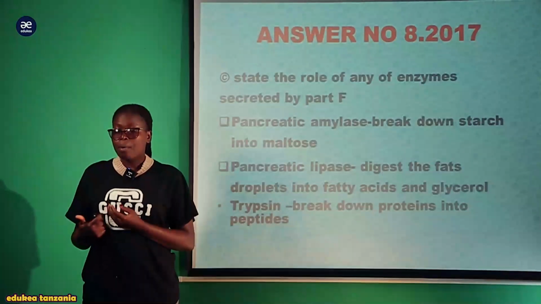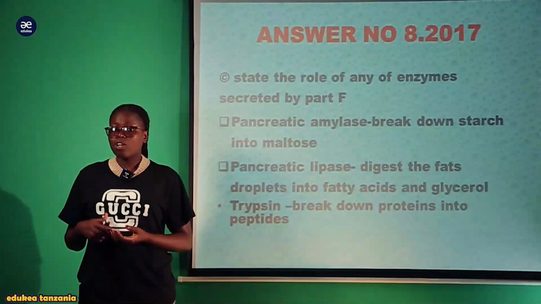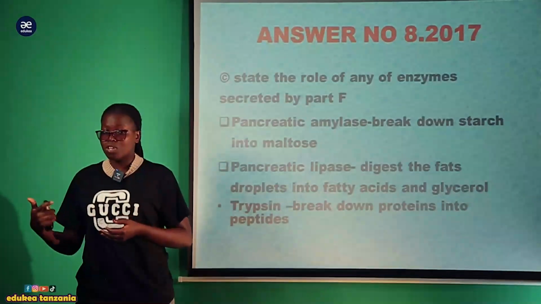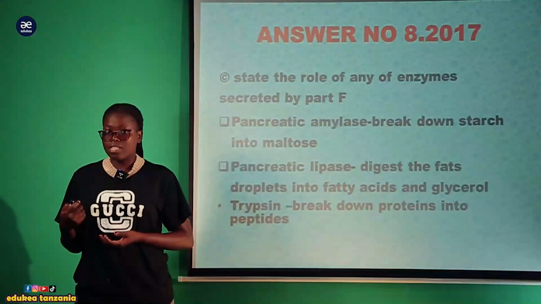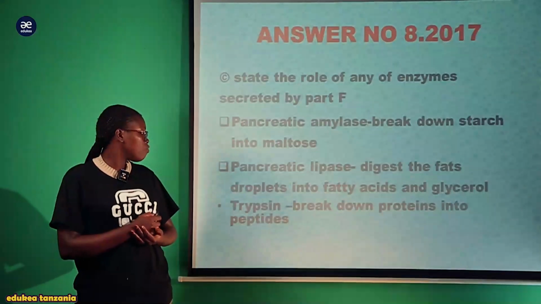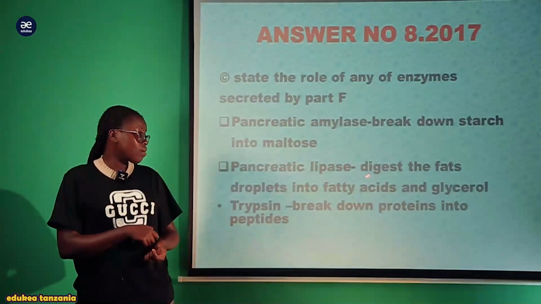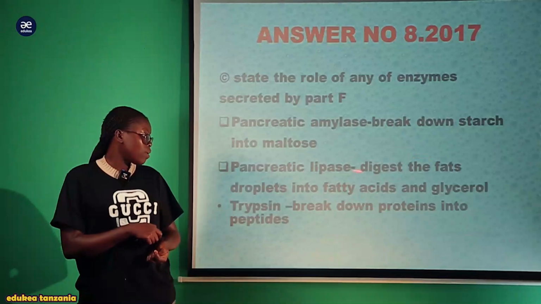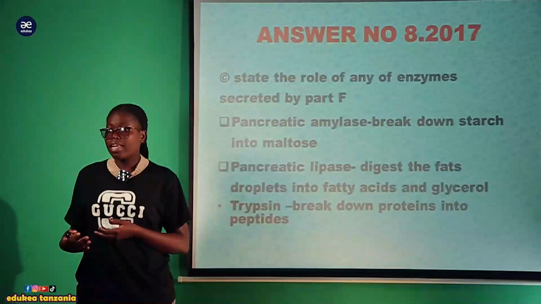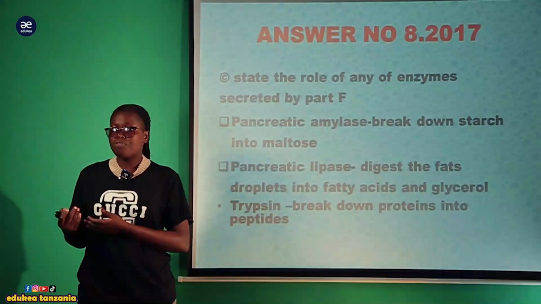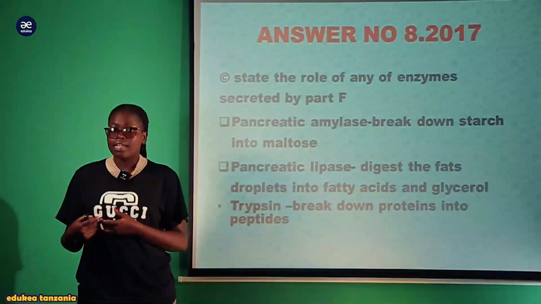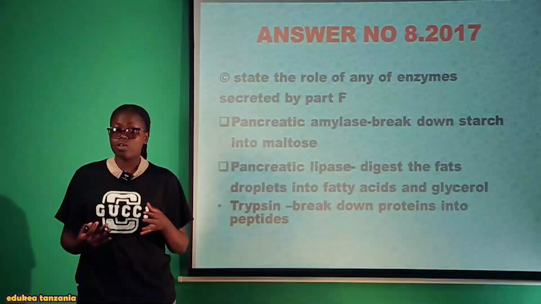Ambapo hapa maltose nao inaenda kupitishwa nao kwenda katika ileum. Ambapo katika ileum kuna maltase, ambapo maltase inaenda kusababisha the digestion of this maltose kwenda katika glucose which can be used by the body as a source of energy once broken through the process of the respiration. Vile vile kuna pancreatic lipase ambao anakusaidia katika digestion of the fat droplets kwenda katika fatty acid pamoja na glycerol. Fatty acid inasaidia katika insulation of the body, na vile vile inasaidia katika storage of different part of the body, kwa organs of the body.